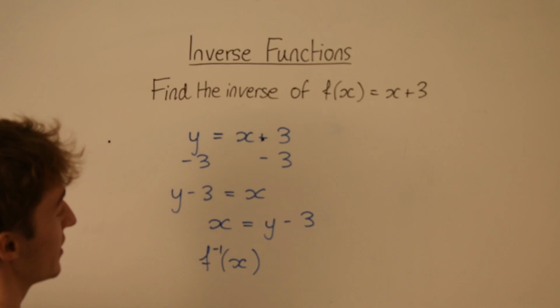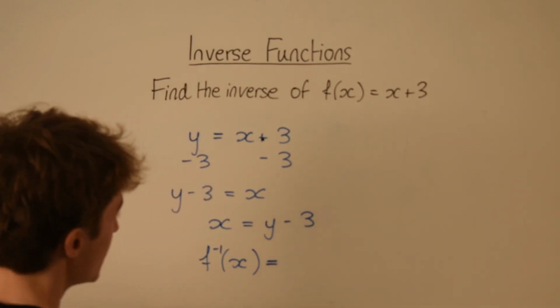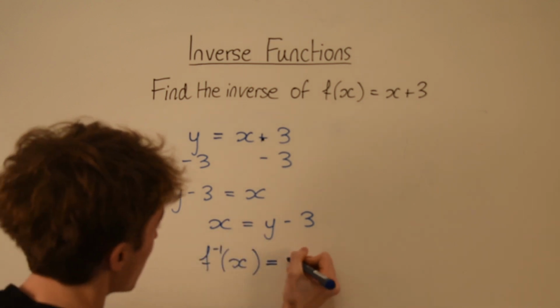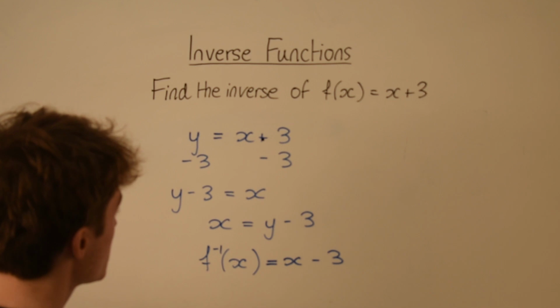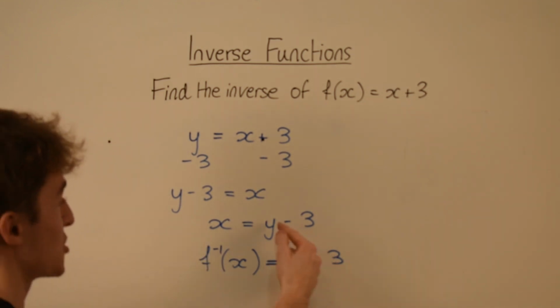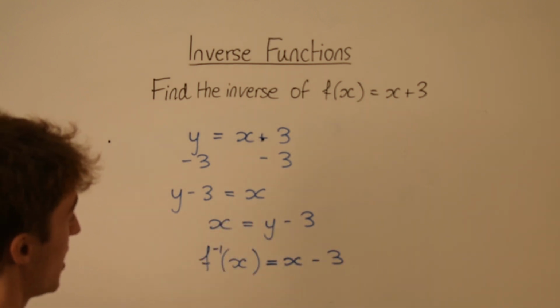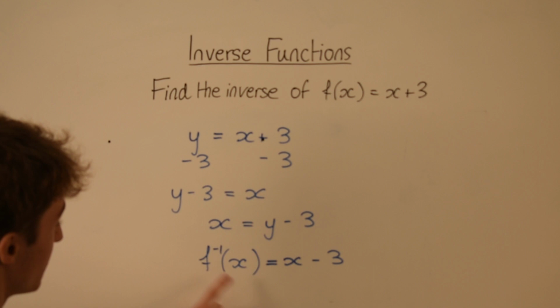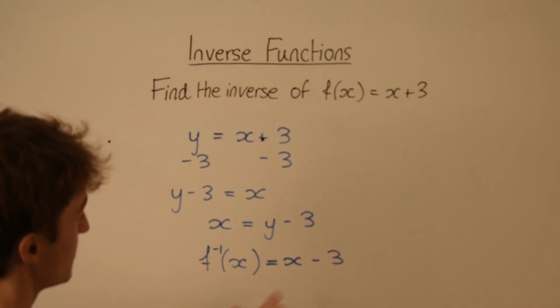So this minus 1 here just stands for the inverse function. Now the right-hand side of the equation, instead of writing y, we're going to write x, and then the minus 3 stays the same. So all we do is we take this and we swap the x for an f inverse of x, and we swap the y for an x, and we do that regardless of what the formula is. And that gives us our inverse function here. So we've got f inverse of x is equal to x minus 3.